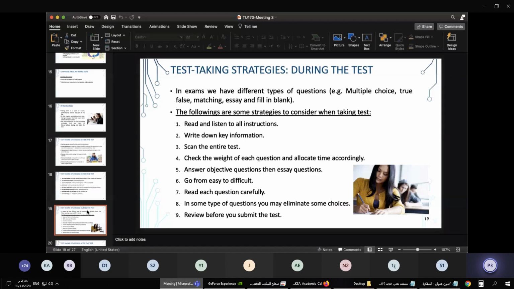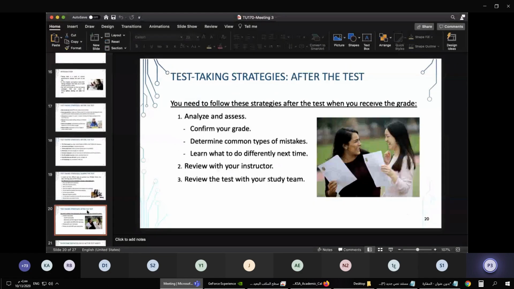Read each question carefully. In some types of questions, you may eliminate some choices. And finally, review before you submit the test. I'm sure 100% most of you already knew about these strategies, but this is just a quick revision. And as you know, in this course, you only do multiple choice exams, whether in the quiz or the final exam. So there is no essay in TU170.